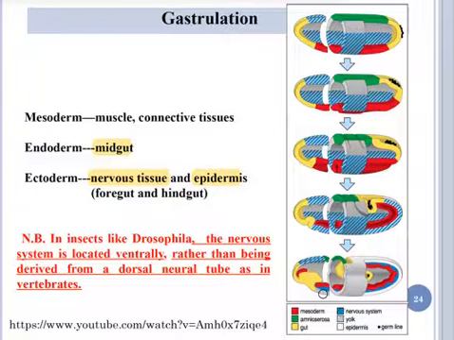Here you see the nervous system in insects. It's the opposite of what happens in vertebrates. In vertebrates, the nervous system is dorsal, while you see here in blue, the nervous system is ventral. Okay, so the nervous system is an ectodermal derivative, foregut and hindgut as well, and also the epidermis. Okay, what you see here in white. The epidermis is usually covering the embryo from the outside. It's an ectodermal derivative.